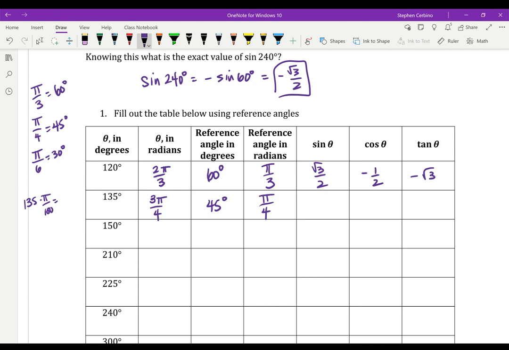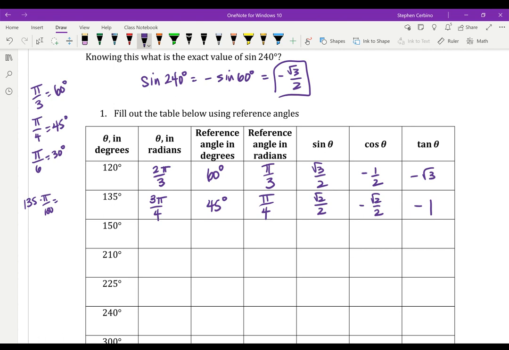So if we're at 135, I know that the sine of 45 is square root of 2 over 2. I know that the cosine is negative, and it's also going to be square root of 2 over 2 because of that reference angle of 45 degrees. And we know tangent's 1, but since we're in quadrant 2, it's going to be negative. So basically, this is just us figuring out what the reference angle is, knowing the exact value of that reference angle, and saying, where are we? Are we in quadrant 2, 3, 4, and what's positive or negative in that quadrant?